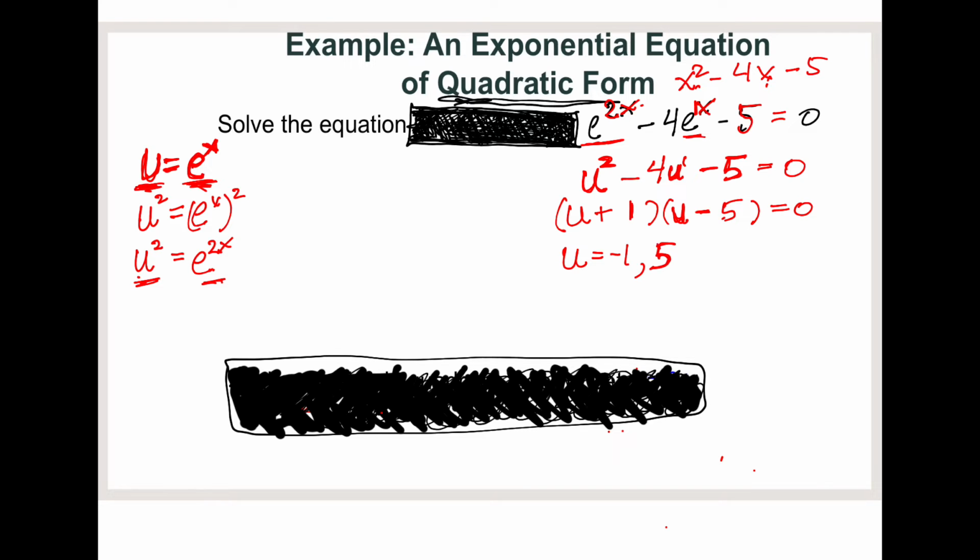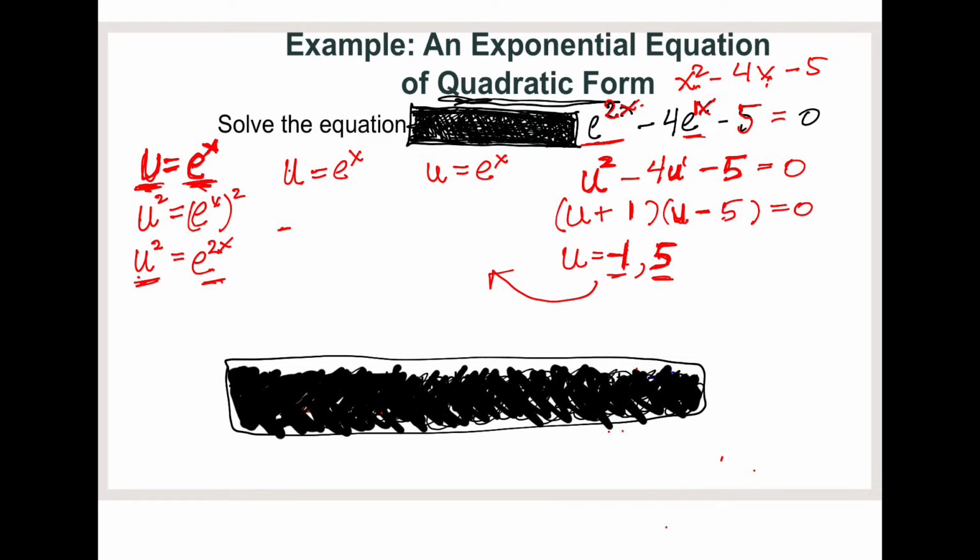Now, this is not x. Remember, I'm solving not for u, but for x. So now we want to take it back to what u was really equal to. We said that u equals e to the x. I'll write that twice here. U equals e^x. Now let's take the solutions for u and figure out what they would be for x.